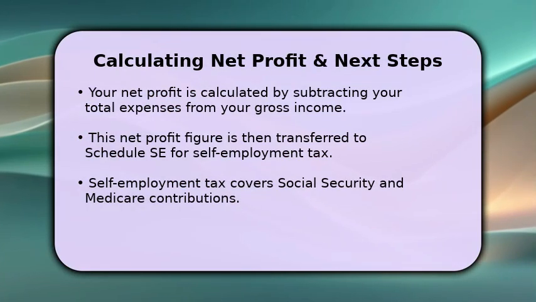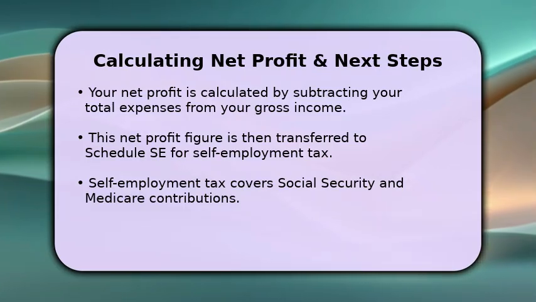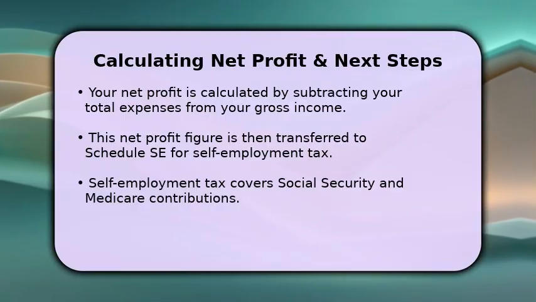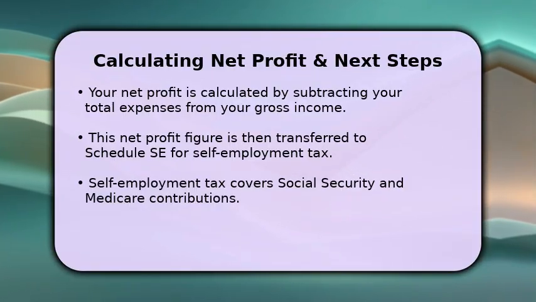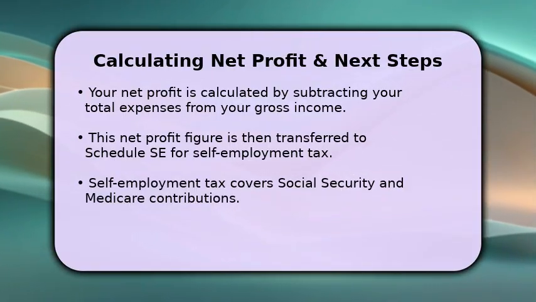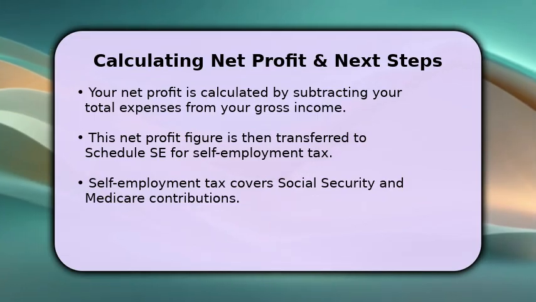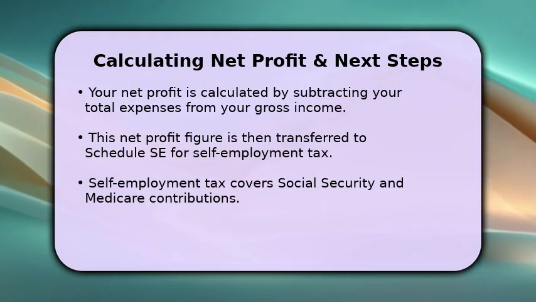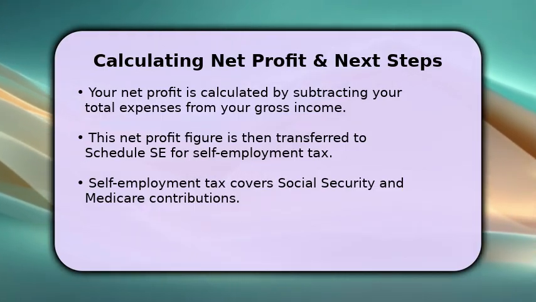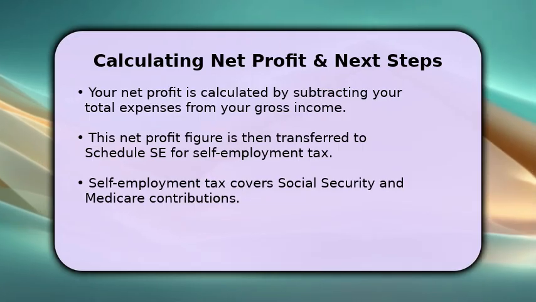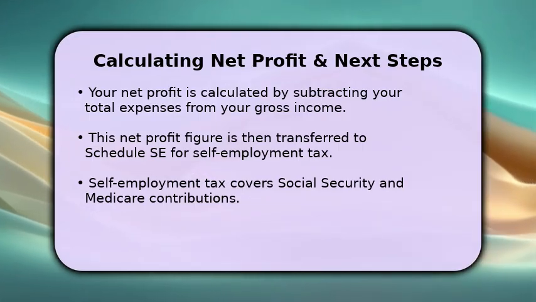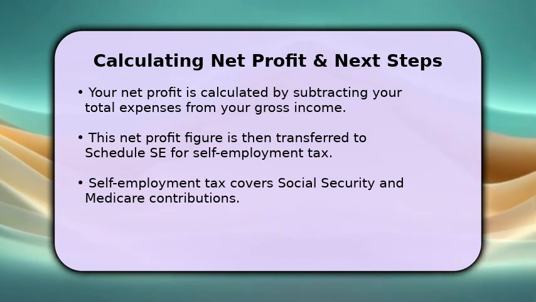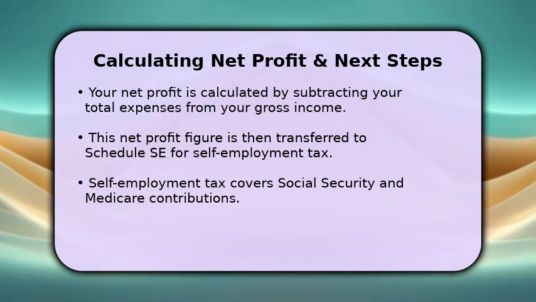Finally, let's discuss calculating your net profit and what comes next. Your net profit is simply your total DoorDash income minus all your allowable business expenses. This crucial figure then flows to Schedule SE, where your self-employment tax is calculated. This tax covers your contributions to Social Security and Medicare. If you find this process overwhelming or have unique circumstances, consider consulting a qualified tax professional. They can provide personalized advice and ensure everything is filed correctly.